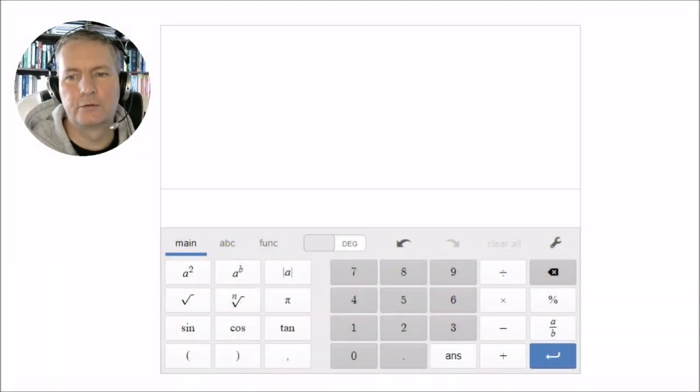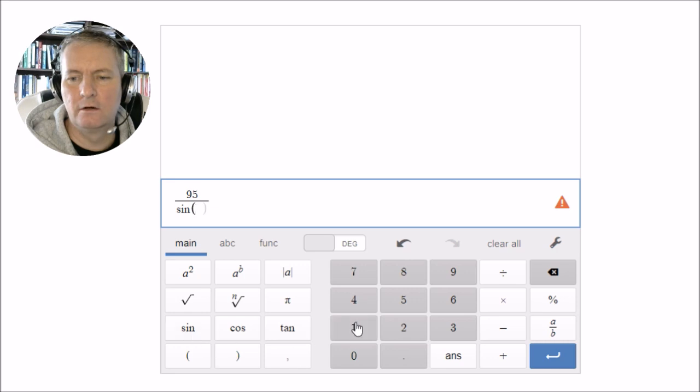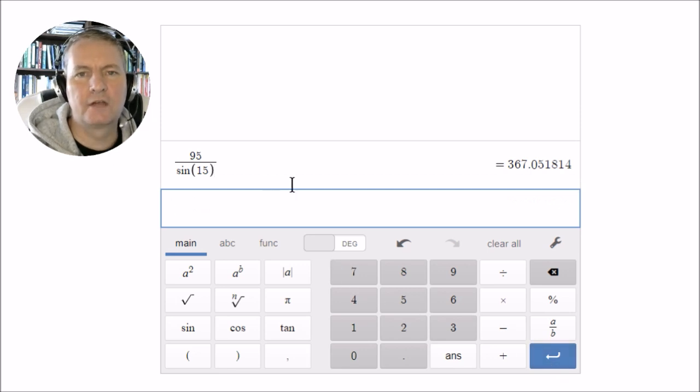So let's put our values in. We're going to have 95 divided by the sine of 15 degrees, and that tells us that the distance r is going to be 367 meters.